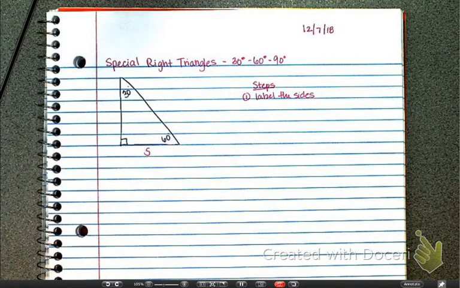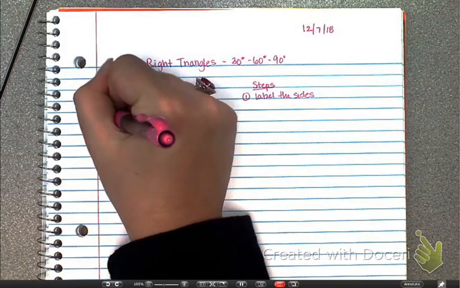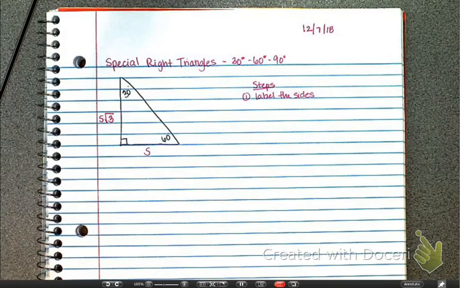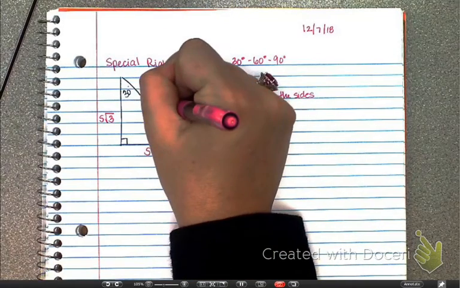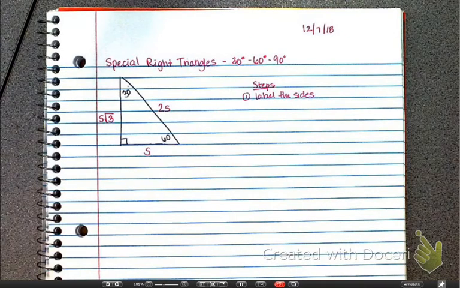Across from the 60-degree angle will be our middle side, and we're going to label that S square root of 3. And across from 90 is our longest side, and that is labeled 2S. So S square root of 3, and 2S. If you need to turn your desk, you can, so you don't have to turn around. S radical 3, 2S.